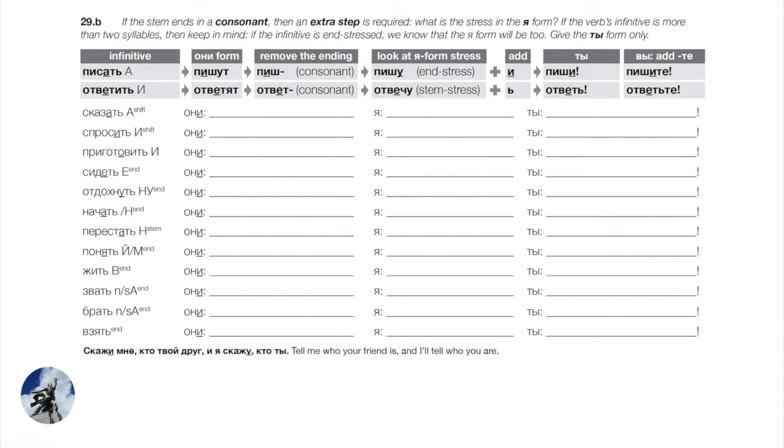Anyway, отдохнуть. Let's tell someone to relax. Они отдохнут. We drop the ут, we're left with an н. What would the я stress be? Я отдохну. In stress, that suggests отдохни.